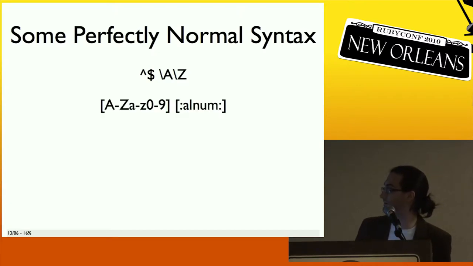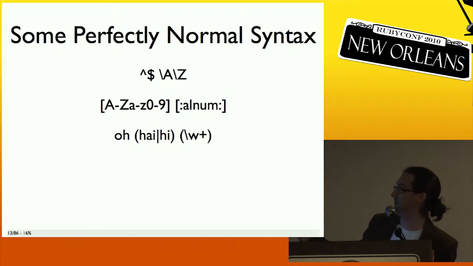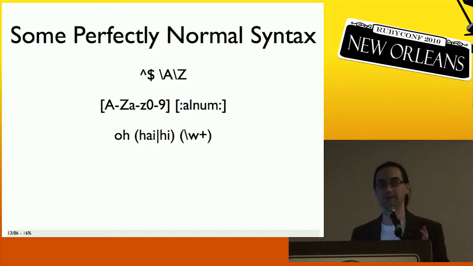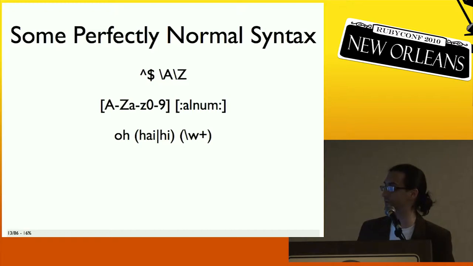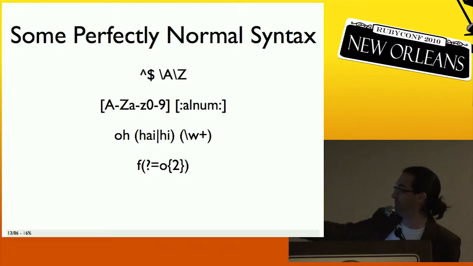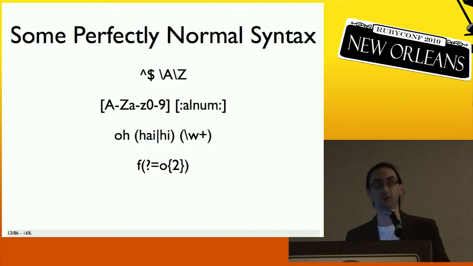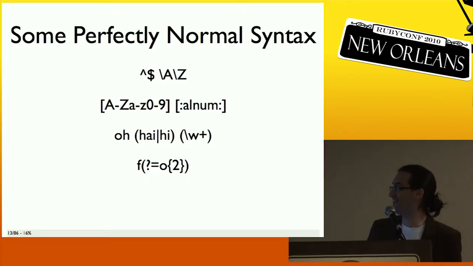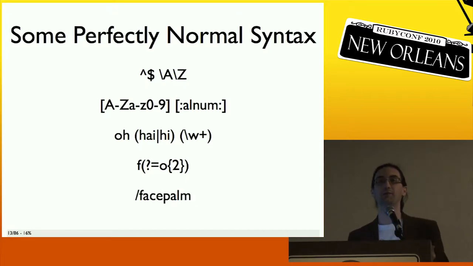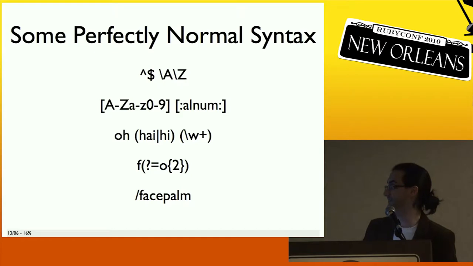Then you have character classes. Here we have the alternation operator, which is also conveniently, the syntax for alternation is the same as the syntax for capturing groups. There we have, right there, that f with the question mark equals. This is called a zero width positive, I can't remember what it's called, I just messed up. That's a zero width positive look ahead assertion. And these are kind of the bread and butter of regular expressions. This is the kind of stuff that people really love.